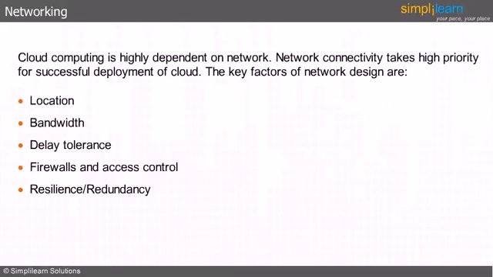Delay tolerance. It is similar to what we saw in bandwidth. As the locations become more spread out, the transmission delays also increase. Not all applications can accommodate this. Firewalls and access control. In cloud, there is a need for multiple touch points between a company network and the internet, unlike the firewalls which are confined to a single location.